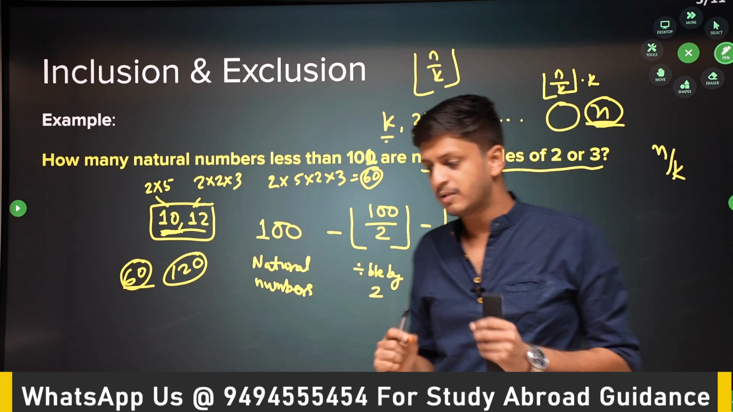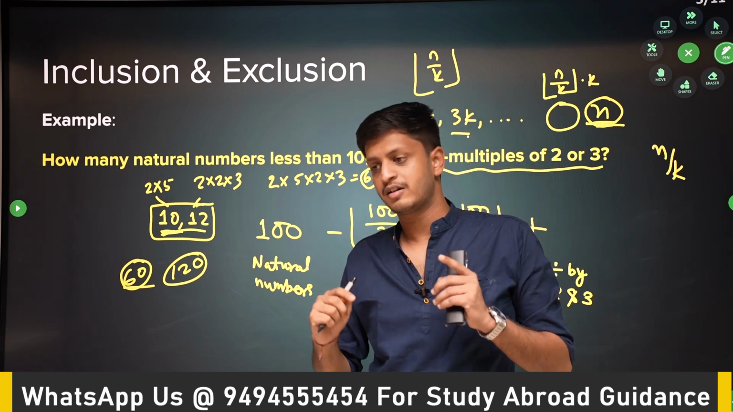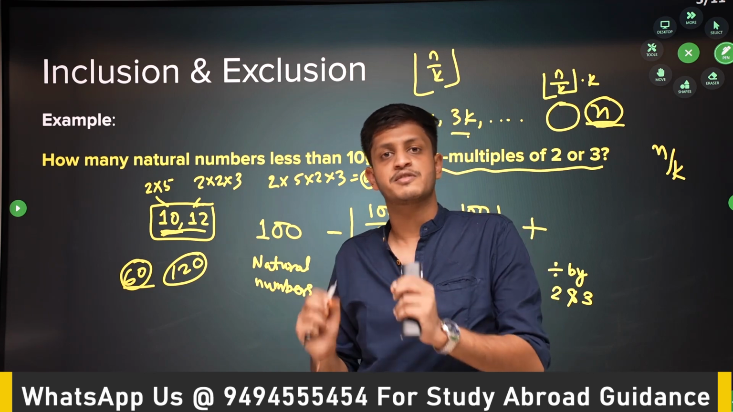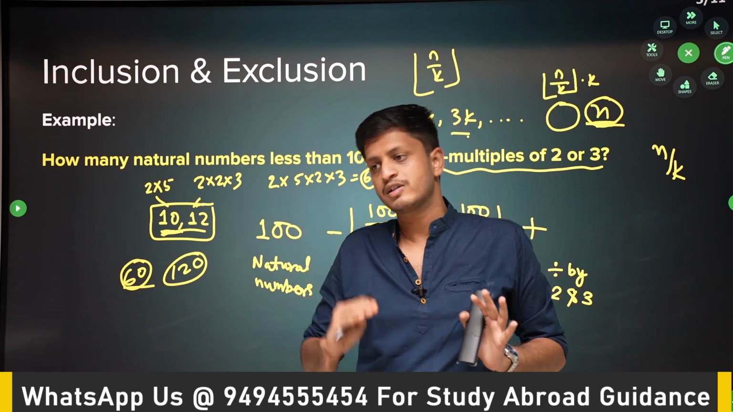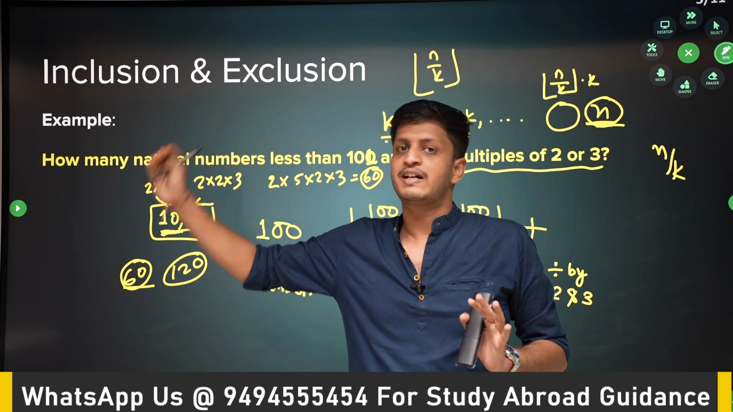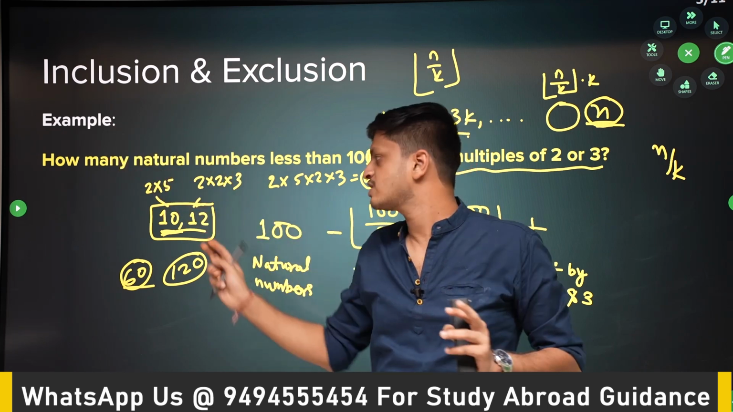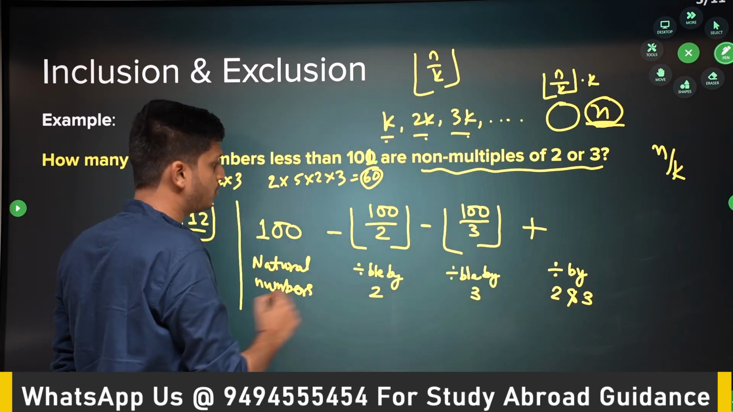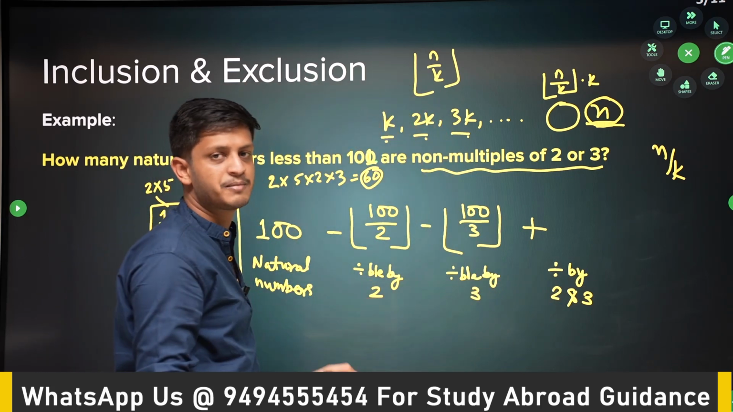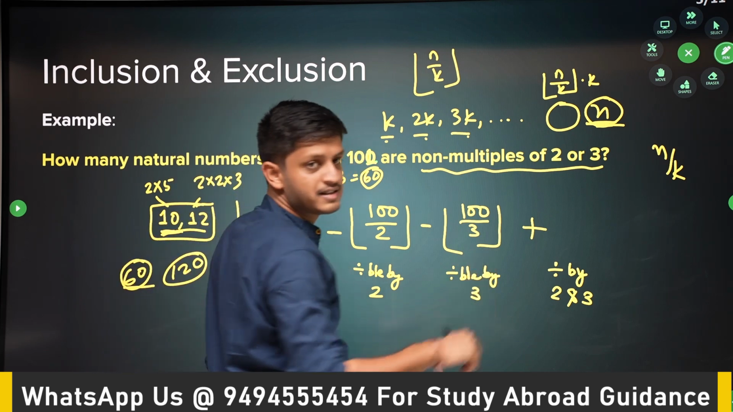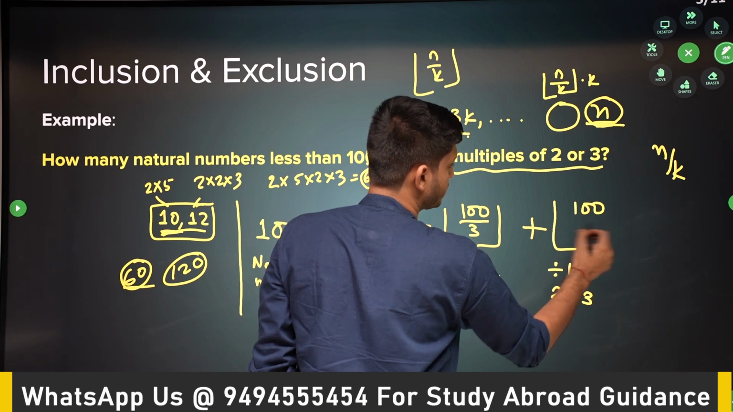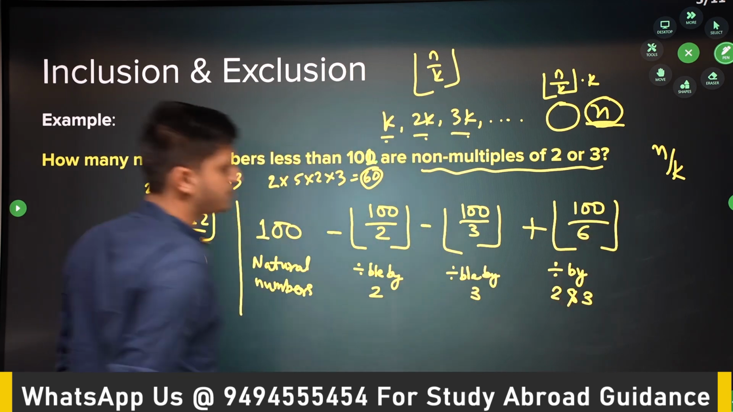So if you have to find all the numbers which are divisible by both 10 and 12, then you just have to find out all the numbers which are divisible by 60. Okay, all such numbers 60, 120, 180 and so on will be divisible by both 10 and 12. So just find out the LCM. So here also, if you have to find out all the numbers which are divisible by both 2 and 3, just take their LCM, it is 6. So all the numbers divisible by 6 will be divisible by both 2 and 3. So you just have to add them. So 100 by 6. So this will be your answer.